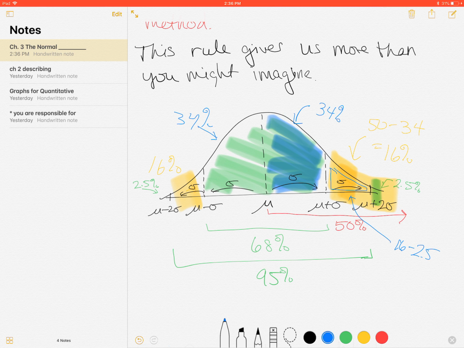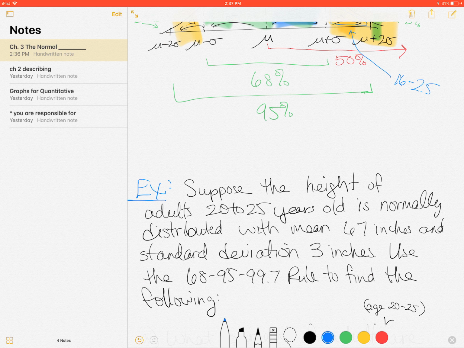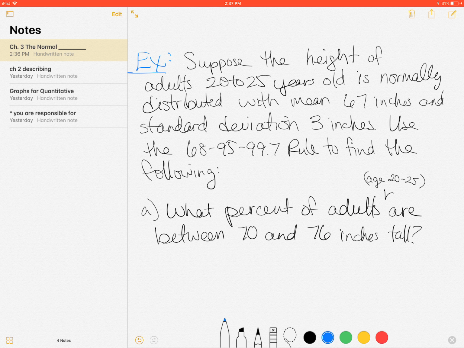But notice, if we wrote mu plus 1 sigma, plus 2 sigma, plus 3 sigma, mu minus 1 sigma, minus 2 sigma, minus 3 sigma, we could break this up into lots of tiny little parts, and we could find the area in each of those groups and combine them however we wanted. So this is actually a whole lot of useful information. So let's use that and find some examples.